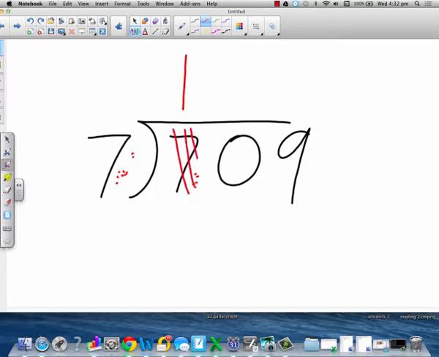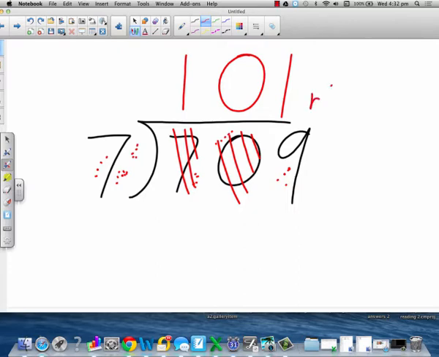Now we go 7 into 0 goes how many? It goes 0. Very important you put down the 0. So let's do that. Put down the 0, then cross off the 0. People don't remember that. Make sure you do. Right, now we're at the end of the sum. 7 into 9 goes, well, once, and 7 plus 2 is 9, so there's 2 remainder. So 101 remainder 2.